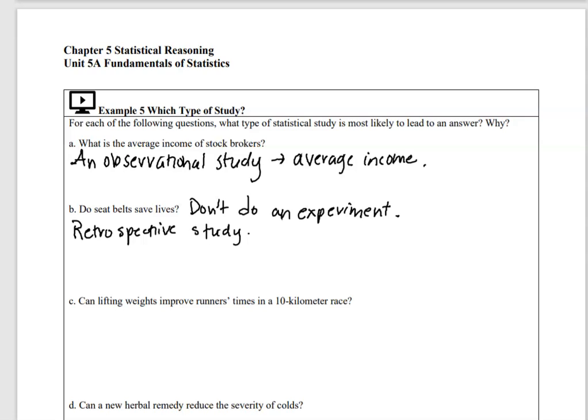Can lifting weights improve runners' times in a 10,000 meter race? Can we figure that out? Well, we need to do an experiment to determine whether lifting weights can improve the 10K time. One group of runners will be put on a weightlifting program, and a control group will be asked to stay away from weights. So we would have one group lifting weights and the other not, and we must try to ensure that all the other aspects of the training are similar. In other words, they shouldn't be eating things that are a lot different.